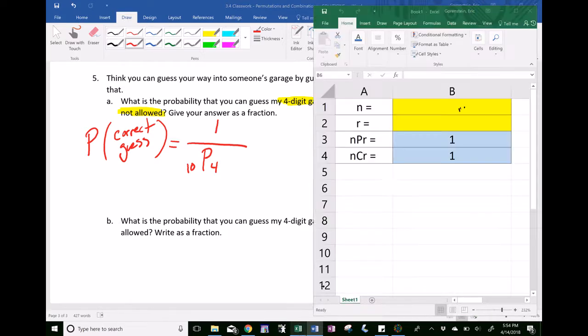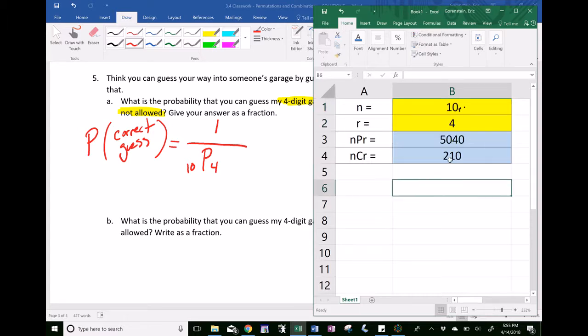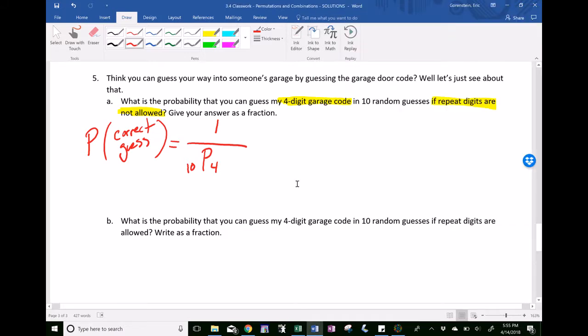And let's go over here to Excel. 10 permutation 4. 5,040 possible 4-digit codes. So the probability of guessing right should be 1 out of 5,040. We'll leave it at that. Express your answer as a fraction. Okay.